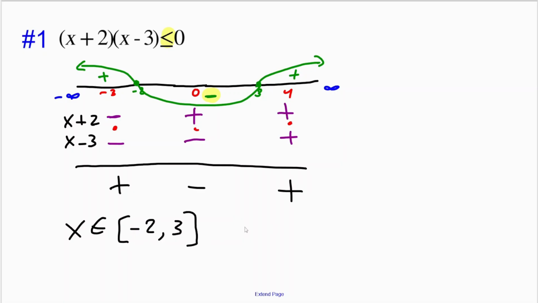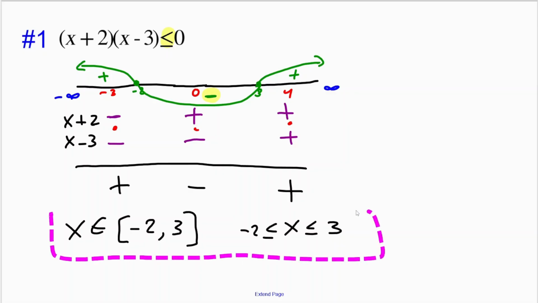And if you want to write this in inequality notation, that's going to be x is greater than or equal to -2, less than or equal to 3. Okay, so that's our answer to this problem. So again, really straightforward. It's just following a process, following a procedure. You can always feel free to test this out by plugging in values.